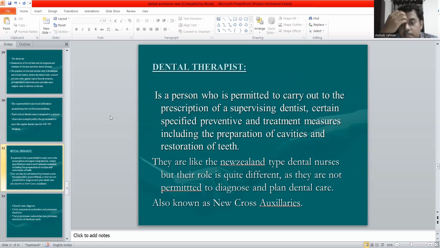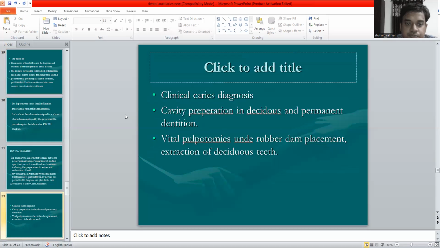And a dental therapist is a person who is permitted to carry out, to the prescription of a supervising dentist, certain specified preventive and treatment measures, including the preparation of cavities and restoration of teeth. They are like the New Zealand type dental nurses, but their role is quite different as they are not permitted to diagnose and plan dental care. They are also known as New Cross Auxiliaries because it started first in the New Cross area, London. So that's why the name New Cross Auxiliaries is given.